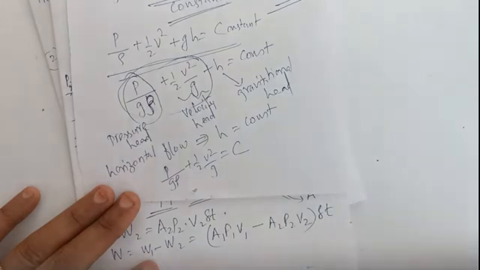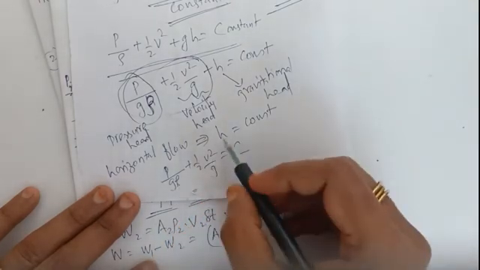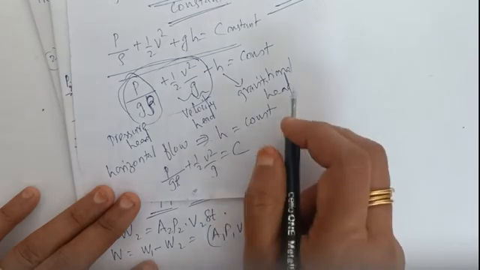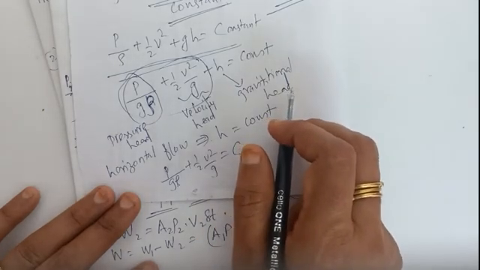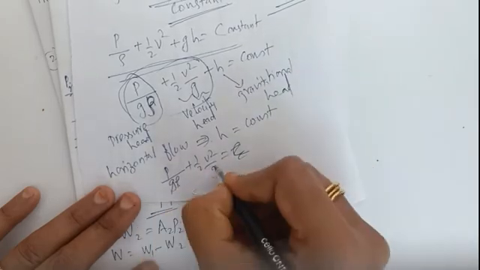Now, if a liquid is flowing horizontally and the pressure and velocity at one point are P1 and V1, and then there is another point having pressure P2 and V2, then we can write it as P1 by rho plus half V1 square is equal to P2 by rho plus half V2 square.